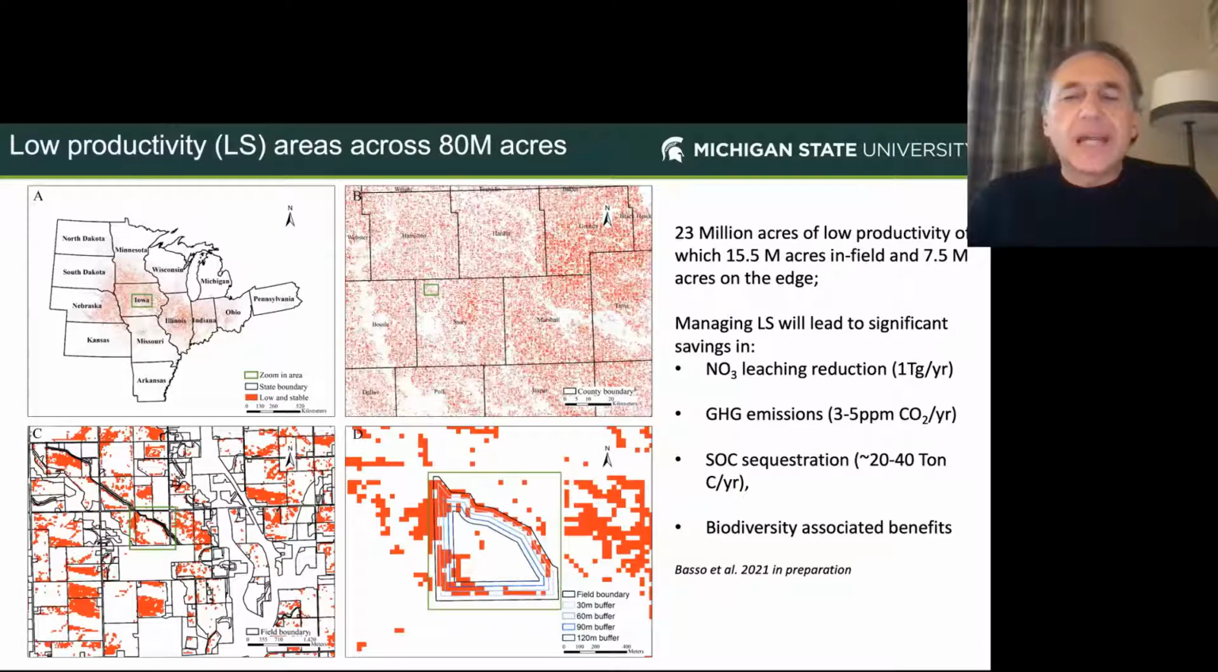And so by managing for low and stable areas, you could reduce nitrate leaching and greenhouse gas emissions, because you wouldn't be putting an excessive amount of fertilizer in an area that is giving you 120 bushels. Ideally, you shouldn't. And soil carbon sequestration could be increased by using different plants, and again bringing biodiversity if those areas were to be planted with something else.